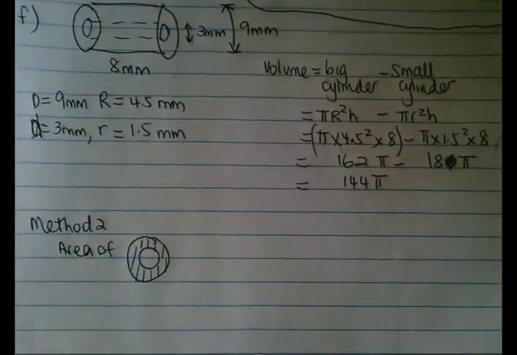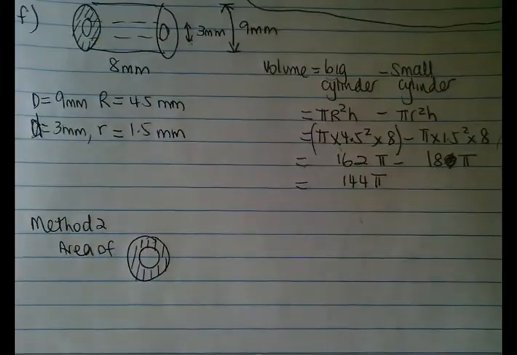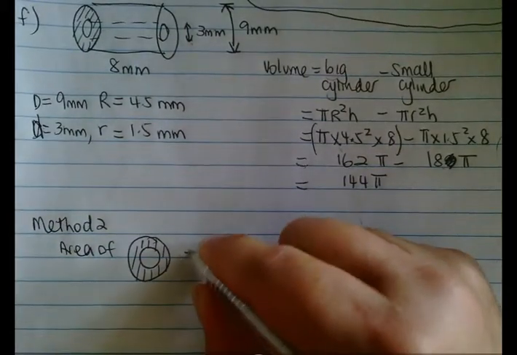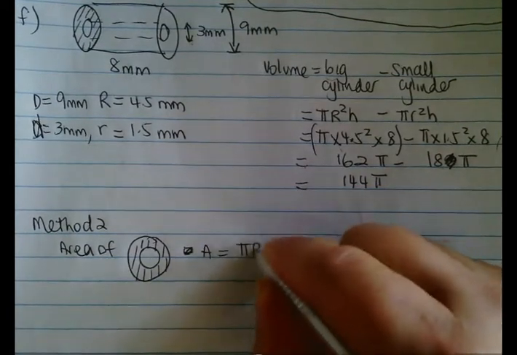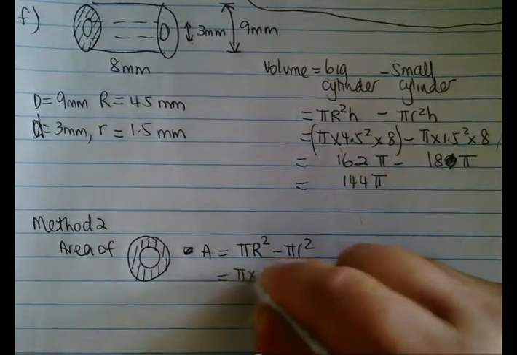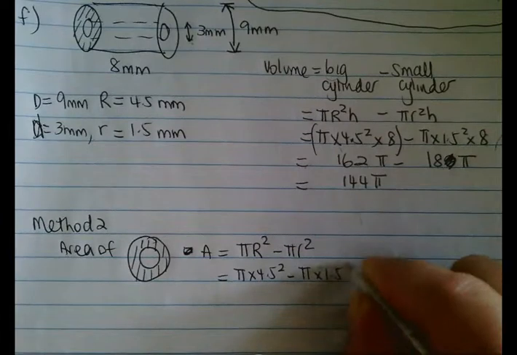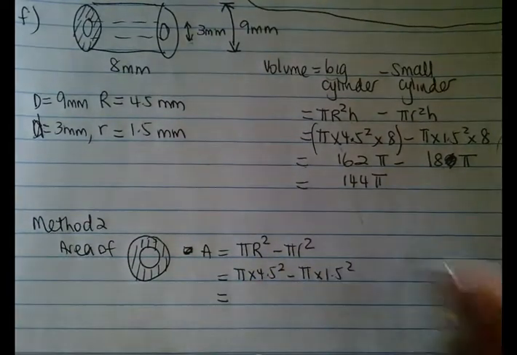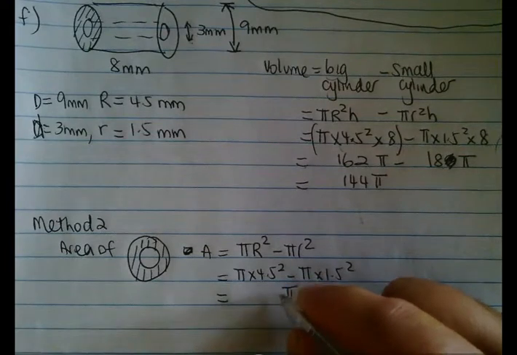Method 2 is to do the area of the uniform cross-section, which is the annulus. How do you find the area of that? Isn't it big circle minus little circle, which is pi times 4.5 squared minus pi times 1.5 squared, which is, anyone? Which is?